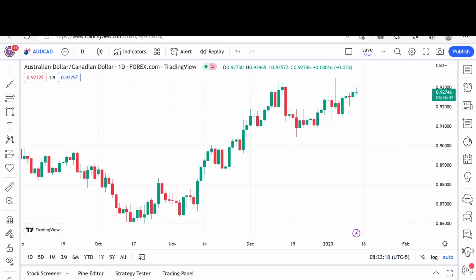So AUD CAD, as you can see, has a bullish trend. The daily market structure is clearly bullish, consistently pushing up higher. So say, for example, that we're counter trend trading this. Say that we want to look for a selling opportunity.